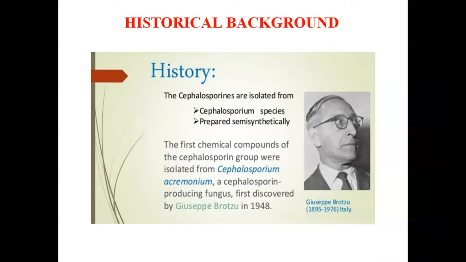The first chemical compound of the cephalosporin group was isolated from the fungus Cephalosporium acremonium. This is the cephalosporin-producing fungus. It was first discovered by Giuseppe Brotzu in 1948. Brotzu was a professor of bacteriology, and he worked from 1945. Finally, he was able to publish many of his works around 1948, and he was able to say that this is a fungus from which we can get a number of agents, and this could be used to treat many diseases.